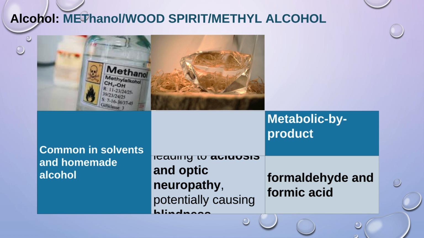And then next alcohol is methanol, wood spirit, or methyl alcohol. Common in solvents and homemade alcohol. In Germany, they make their own alcohol. This one can lead to acidosis and optic neuropathy. This is the only alcohol that can really lead to blindness. And in contrast to ethanol or ethyl alcohol, the metabolic byproduct of this alcohol is formaldehyde, formic acid.